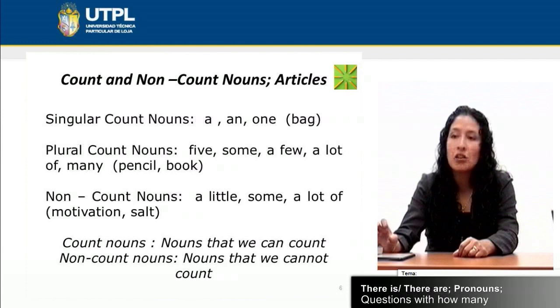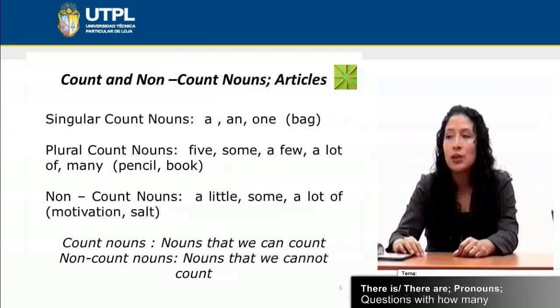But what are countable nouns specifically? These are nouns that we can count. For example, one, two, three, four potatoes, we can count them. And non-countable nouns are those that we cannot count. For example, salt, or sugar, or coffee.